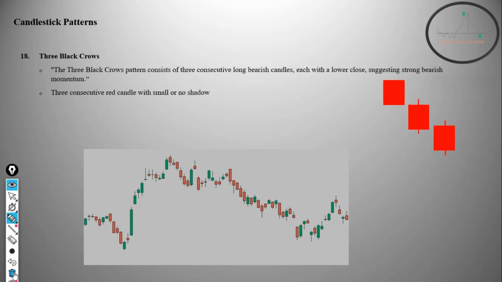So friends, I hope I'm able to help you in understanding candlestick chart patterns. With this, I am closing this video, and I hope I am able to add value in your trading.